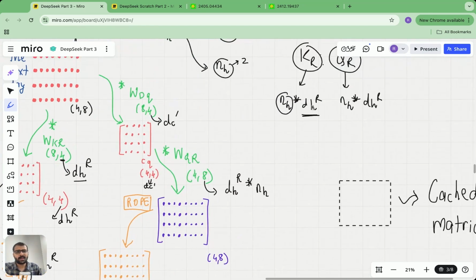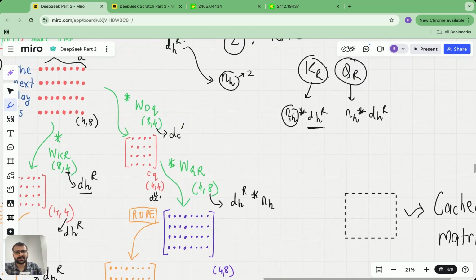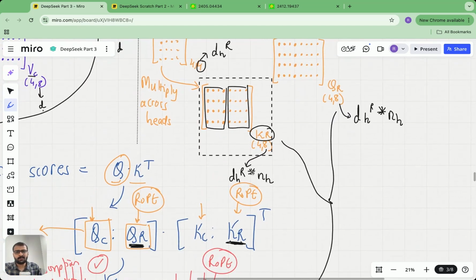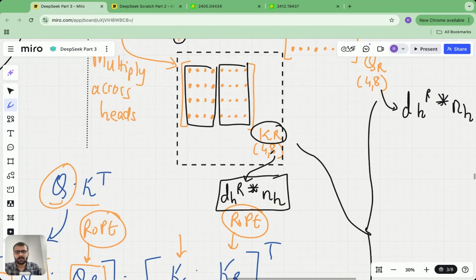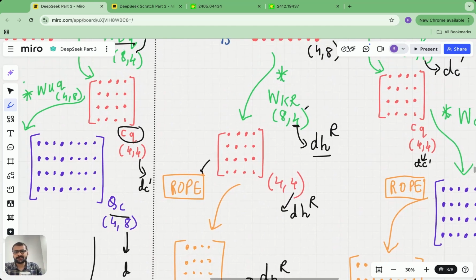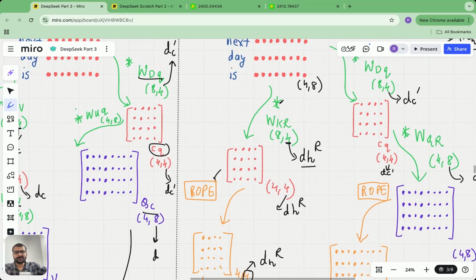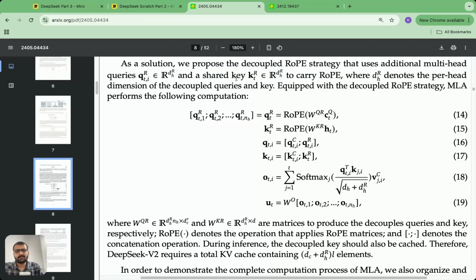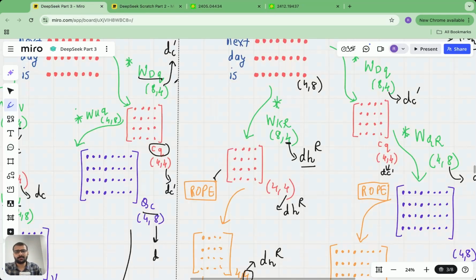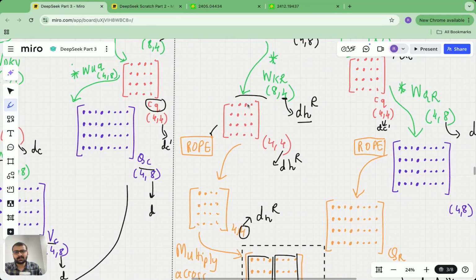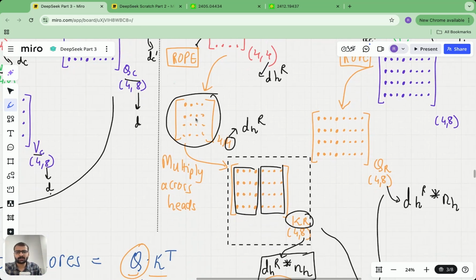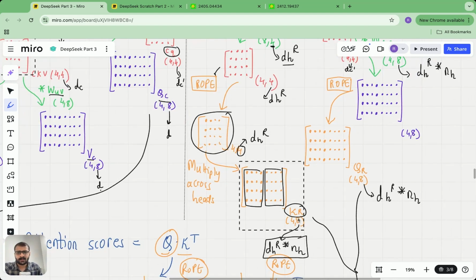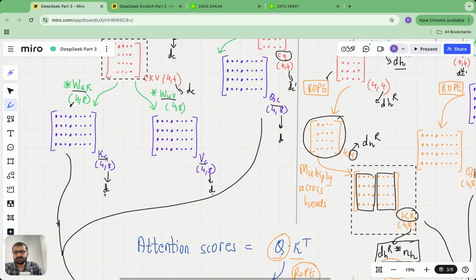Remember I told you KR will have dimensions of number of attention heads into DHR. So now it becomes 8, which is DHR into NH. So we actually use the same WKR across all the heads, as is written over here. The same key is shared across all the heads. We use the same WKR, then we apply RoPE, and then this same key matrix is shared across all my heads. So we repeat this across two heads, and ultimately we get the KR matrix, which is 4 by 8. The way KR is different from KC is the dimensions.